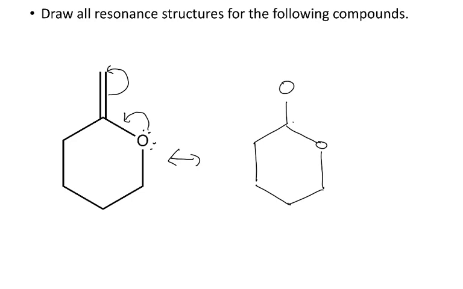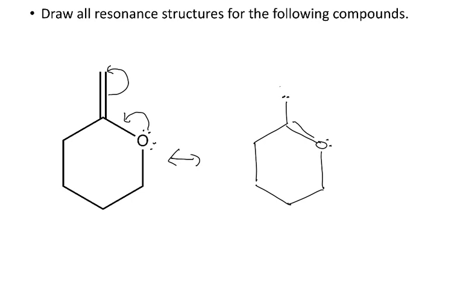Right, so now we have a double bond here. We have just the single lone pair now on the oxygen. And I made a mistake here. That's not supposed to be an oxygen. That's just going to be my lone pair, right?